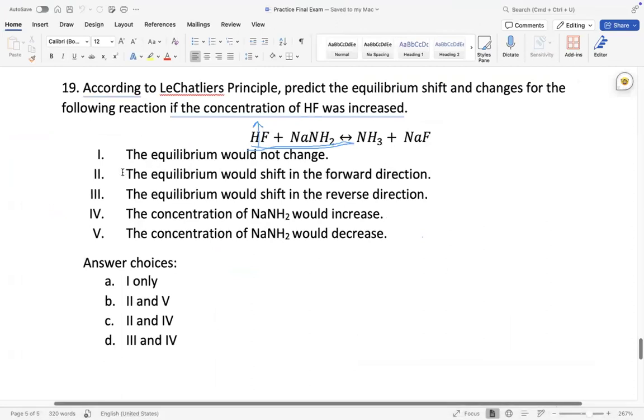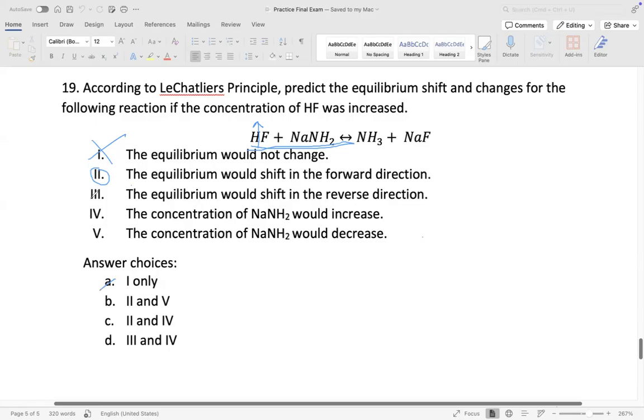All right, so the equilibrium is pushing forward. Never is equilibrium not going to change. So automatically rule that out when you get to the equilibrium questions. It's a matter of if it's going forward or backwards. So I can rule out anything that has I only in it.